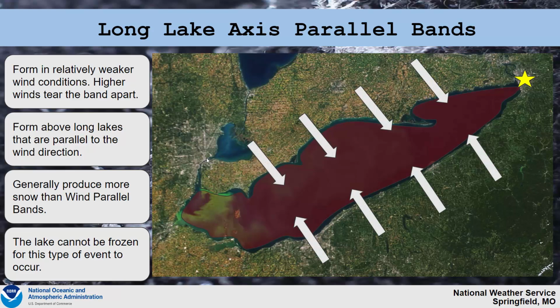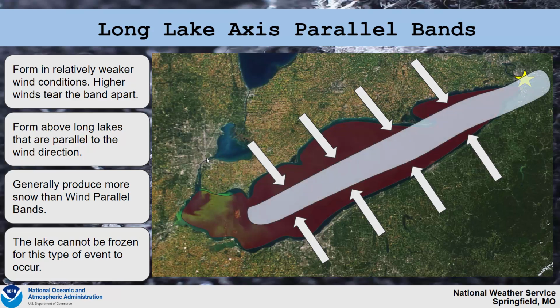This creates convergence and upward motion in the middle of the lake and forms that one long band across the middle of the lake. If the wind direction is just right, it will push the band onshore at the end of the lake. In this example, the star is Buffalo, New York. It's the most notorious city for lake effect snow, exactly because of these snow bands.